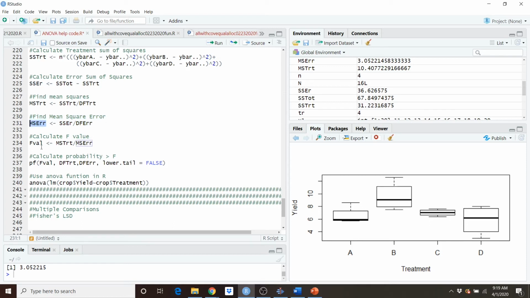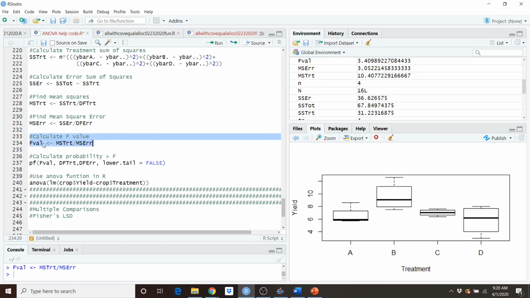And now I'm going to take the ratio of these. So I need to calculate my F value, which is mean square treatment over mean square error. My F value then in this case is 3.409892.